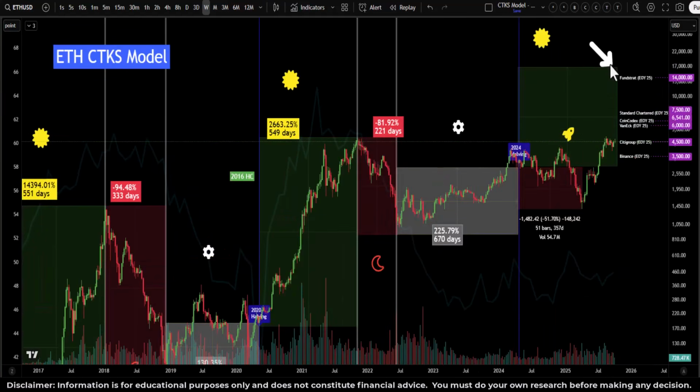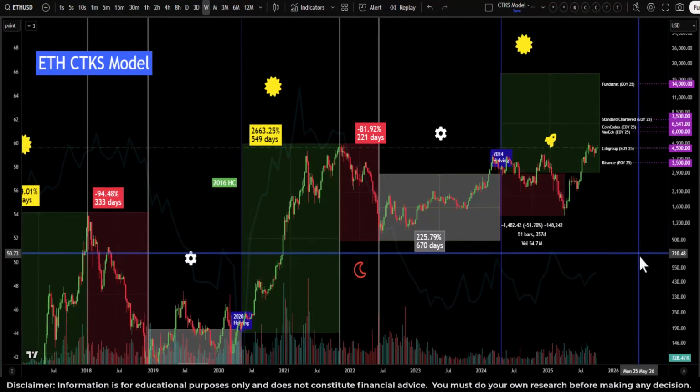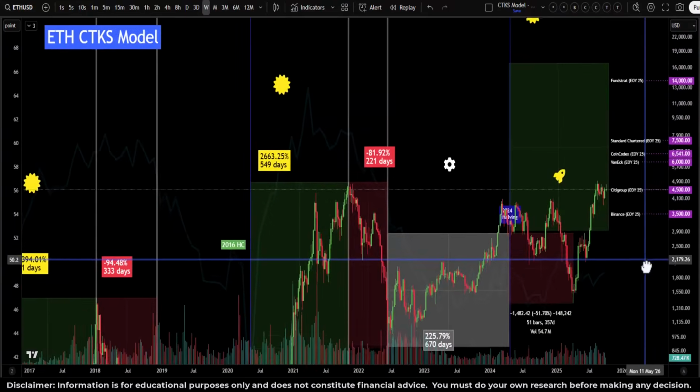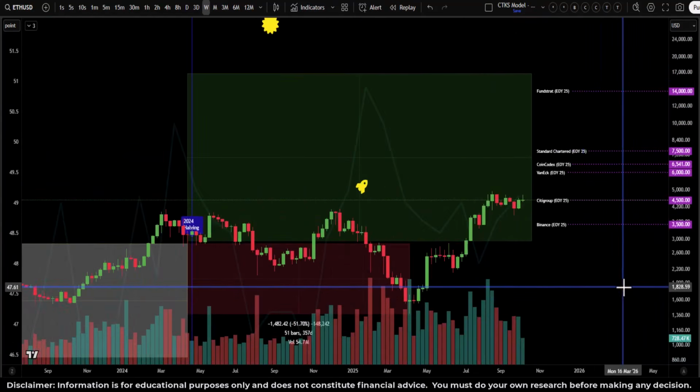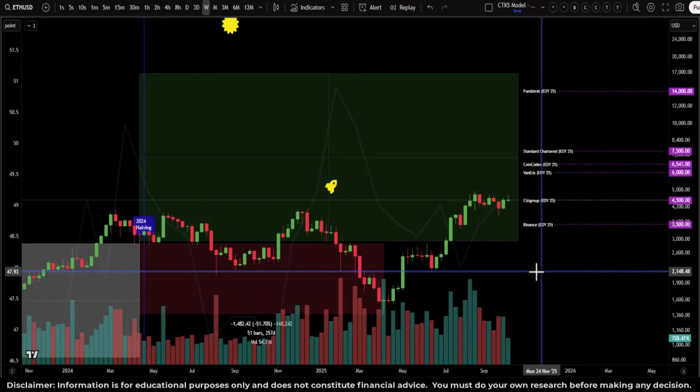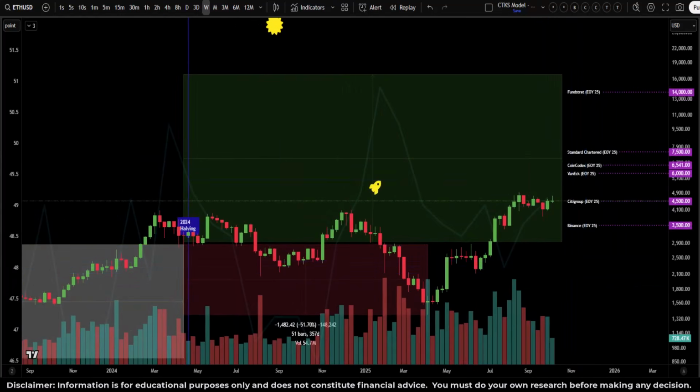Now let's get into some estimates from Fundstrat, Standard Chartered, CoinCodex, VanEck, Citigroup, and Binance for potential end of year. So end of year 2025, that means December. What are we looking at here? When we look at Binance, Binance is anticipating currently 3,500 Ethereum. Citigroup, 4,500. VanEck, end of year 2025, 6,000. CoinCodex, end of year 6,541. Standard Chartered, 7,500, and Fundstrat, 14,000.